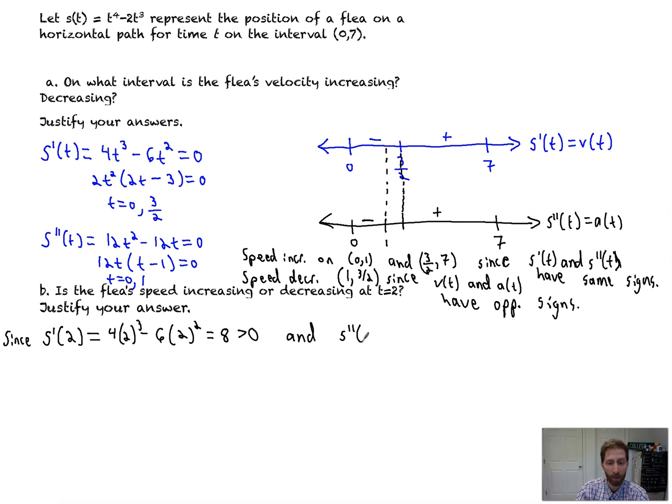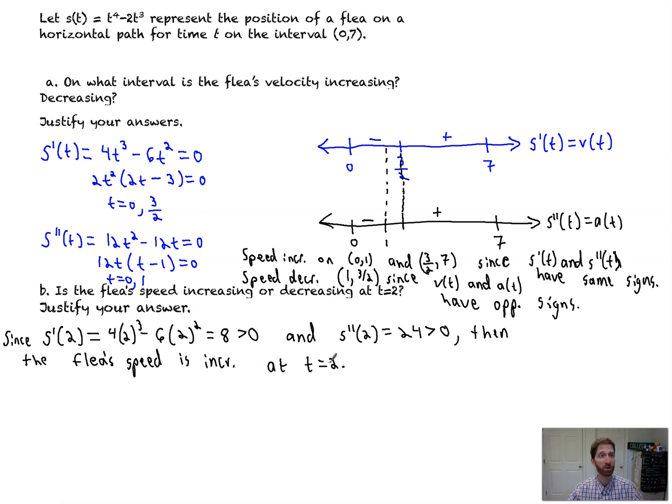And S double prime of 2, which is equal to, we'll plug that in, that's going to be 12 times 2 squared is 48 minus 24 is 24. And that's greater than 0. Then the flea's speed, and just copy this part at this point, the flea's speed is increasing at t equals 2. That's a justification as well as a conclusion. You've determined that since the derivative of the position at 2 is greater than 0, and the second derivative at 2 is greater than 0, the flea's speed is increasing at t equals 2.